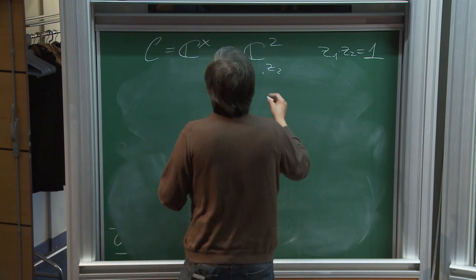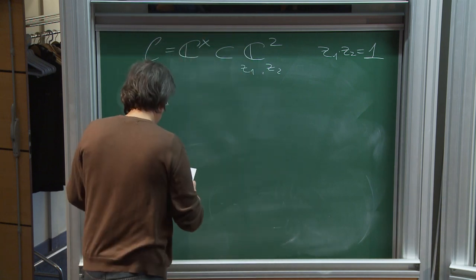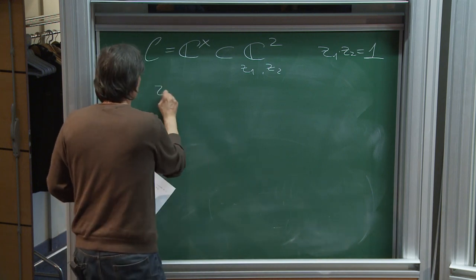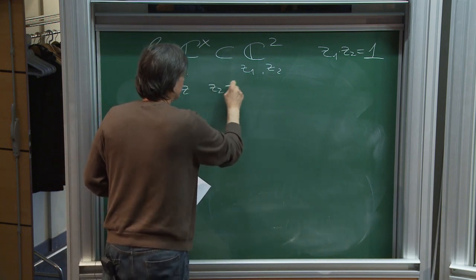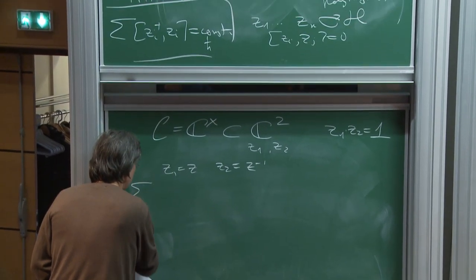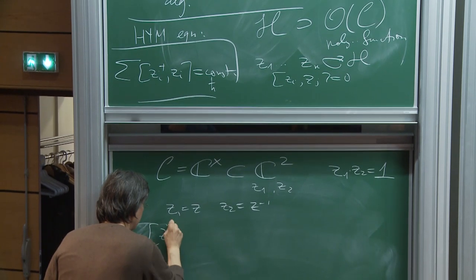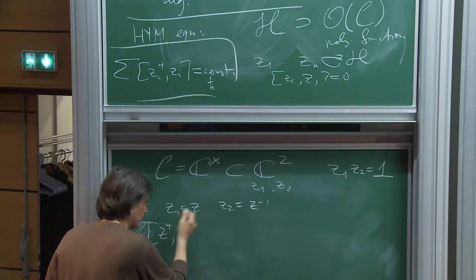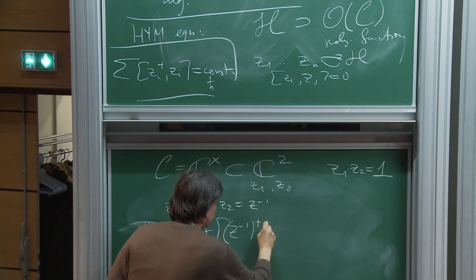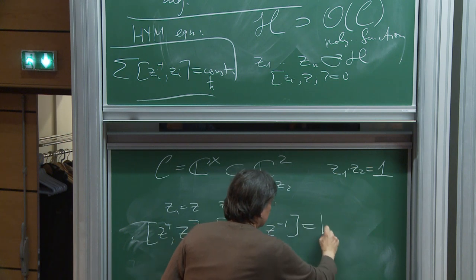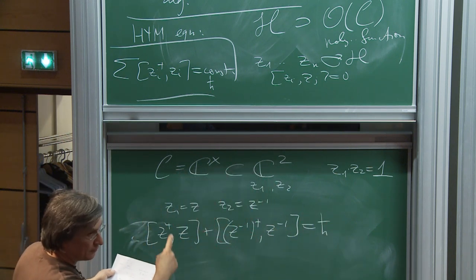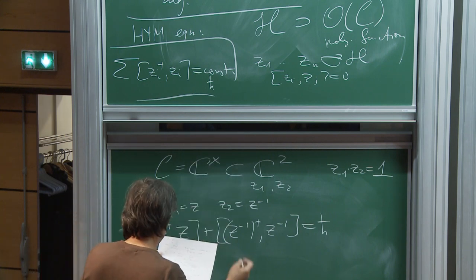And now maybe put an h bar here. So I can write z1 is z, z2 is z inverse. So we should solve this equation: the sum over commutators of z hat, z, some not self-adjoint operator, plus the commutator of z inverse hat, z inverse, is equal to h bar. The whole story is invariant under rotation under U1, and the algebra of functions has a basis labeled by integers.